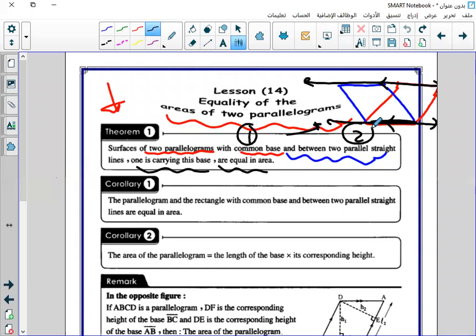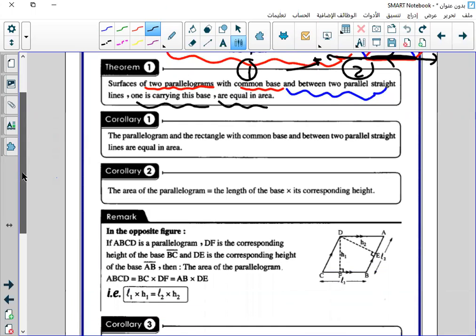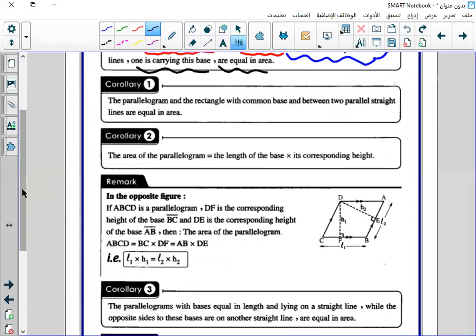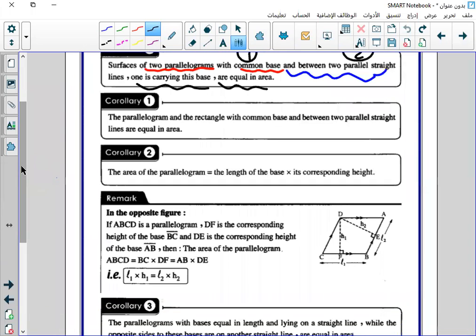Corollary number one: the parallelogram and the rectangle with a common base and between two parallel straight lines are equal in area. The theorem is between two parallelograms, and the corollary is between one parallelogram and another quadrilateral, also a rectangle. Corollary number two: the area of the parallelogram equals the length of the base times its corresponding height.